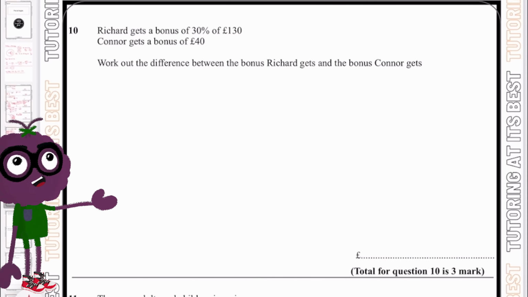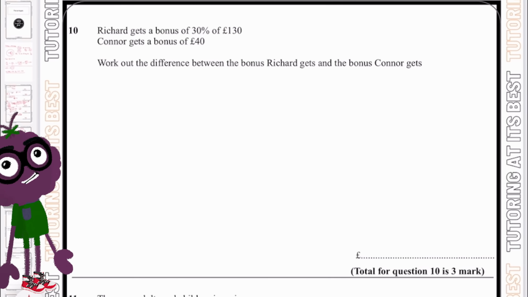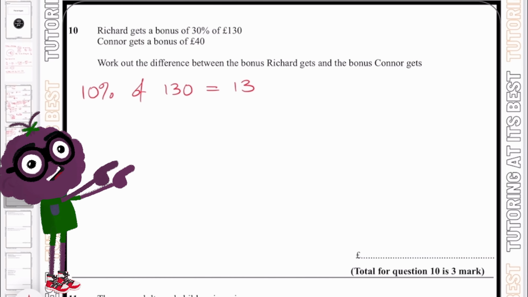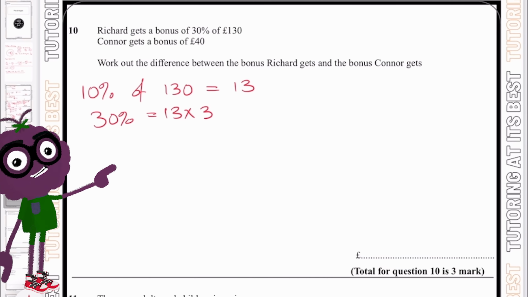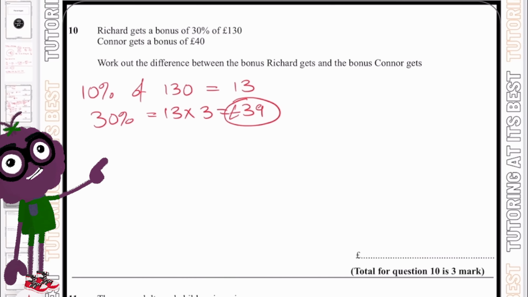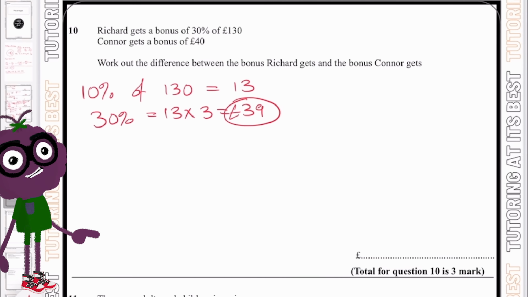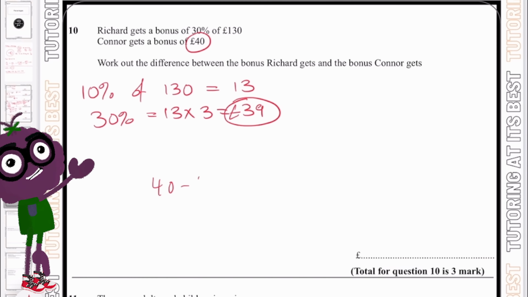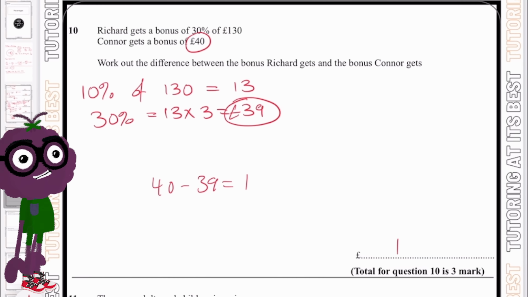Okay, question number 10. Richard gets a bonus of 30% of £130. So again, if we take 10% of 130, that gives us 13. If we get 30%, we just simply have 13 times 3, which is £39. Now we've done that, it then states that Connor gets a bonus of £40. So work out the difference. So now we've got Connor with 40 and Richard with 39. We know we have 40 take away 39. That gives us 1. And that's our difference, £1.